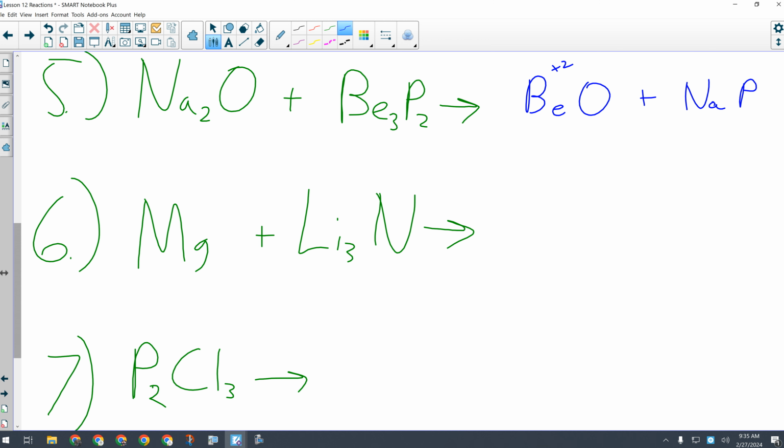This is a +2, this is a -2, so that compound is fine the way it's written. Then I've got this one that is a +1 and this one that is a -3, so I'm going to have Na3P for that. Now they're dropped and swapped correctly. My last step is to balance that reaction.